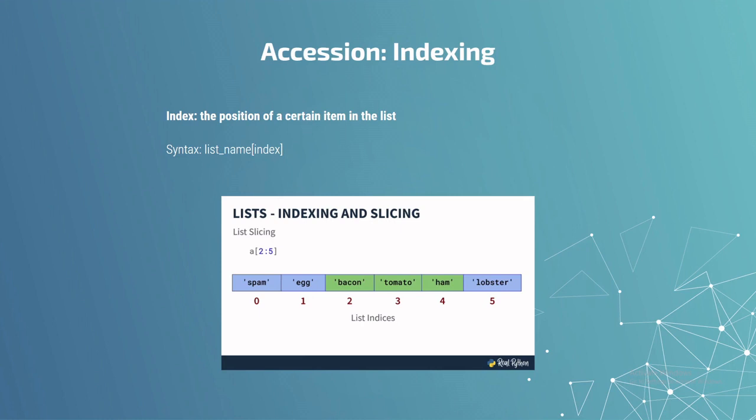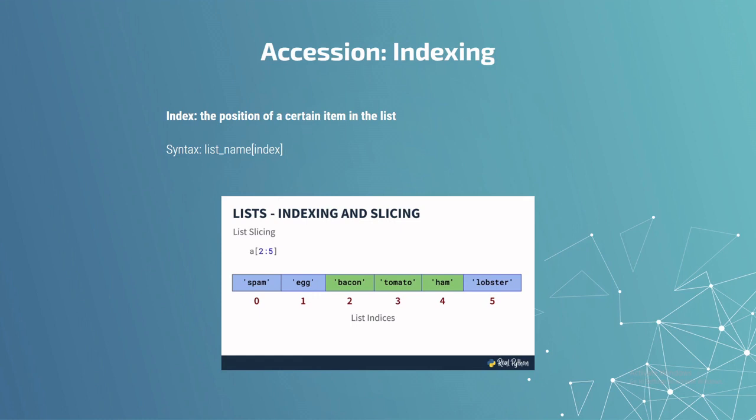Now for accession. Accession, or rather list accession, is a basic sort of indexing. Now, an index is a position of a certain item in the list. Say, for example, you have a list named A, as given in this example. The index of bacon, tomato, or ham would be 2, 3, and 4. Indexes start from 0 and end at 5. The first term of any indexed list is 0, while the last term is the count minus 1. As you can see, there are 6 items, but the last term is denoted with a 5.